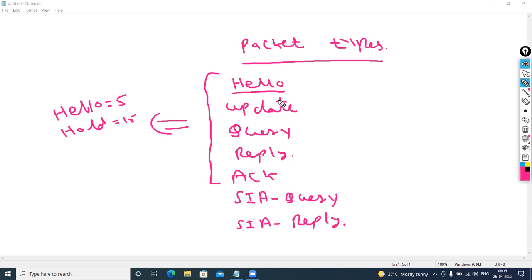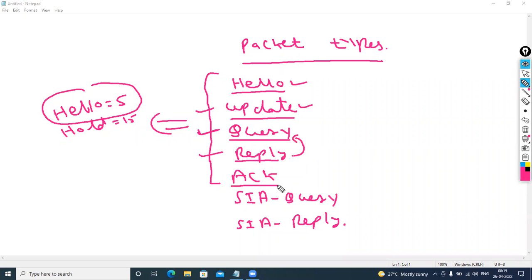Why do we use the hello packet? To establish and maintain the adjacency. So every 5 seconds, the router will send a hello packet. What about the update packet? To exchange the routing information, we use the update packet. What about query? When will a router start querying? Very good. When there is no feasible successor in the topology table, the router will query for a second best path. What about reply? It is sent in response to a query. What about acknowledgement?